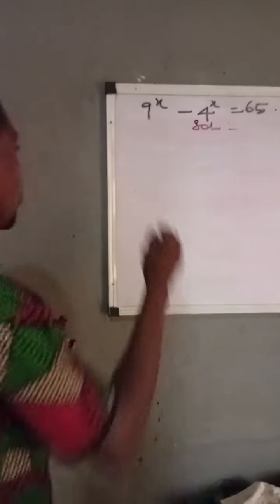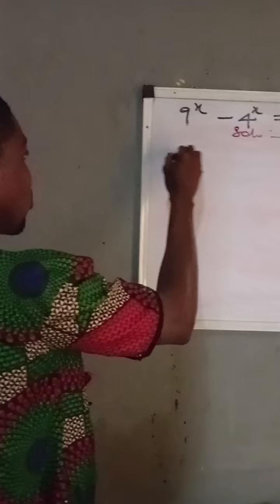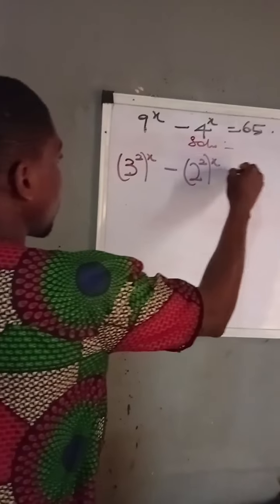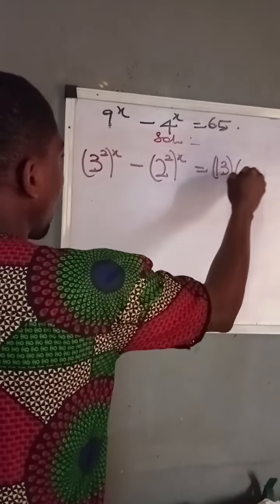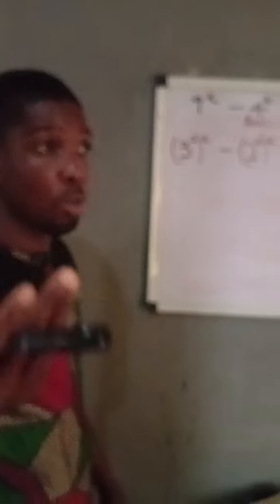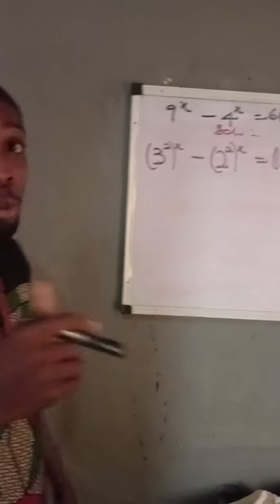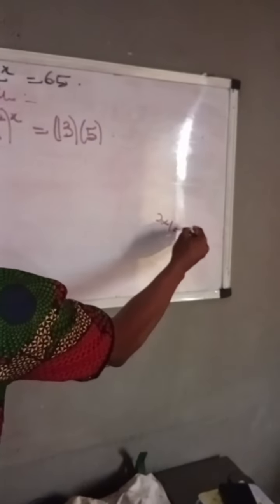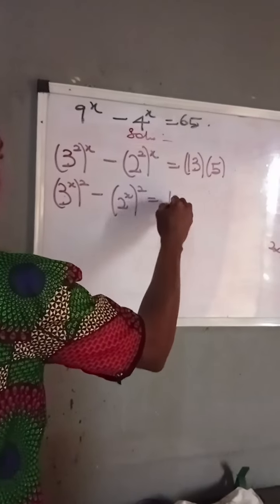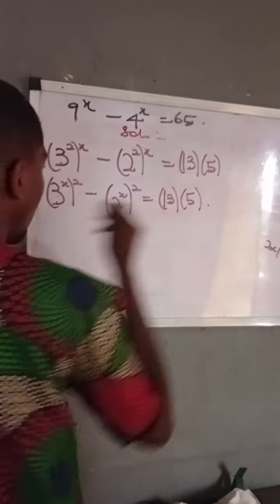So this is expressed as 3 squared of x minus 2 squared of x is equal to 13 multiplied by 5, right? Now, remember I told you yesterday, in one of the videos I shot, that multiplication is commutative. With commutativity, it simply means if I have 2 times 1, it's the same thing as 1 times 2, right? So I can now express this as 3 to the power of x all squared minus 2 to the power of x all squared is equal to 13 multiplied by 5, right?